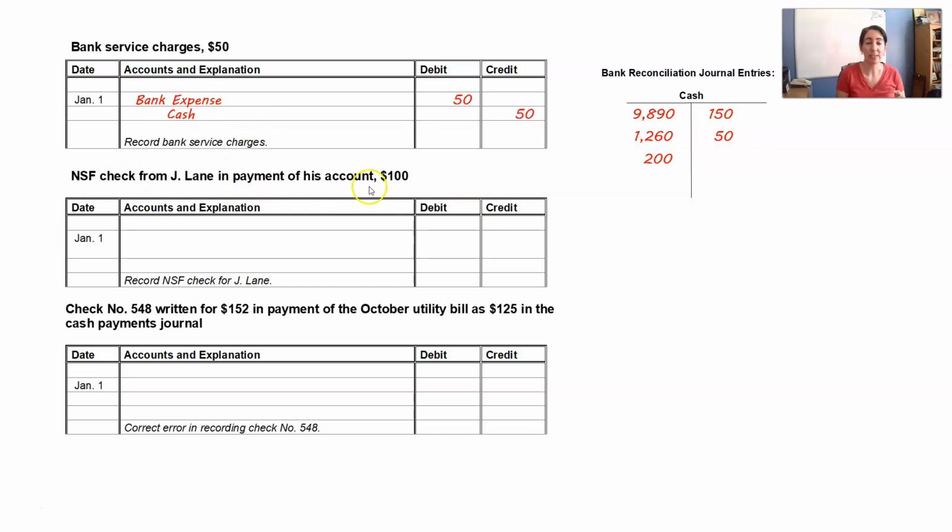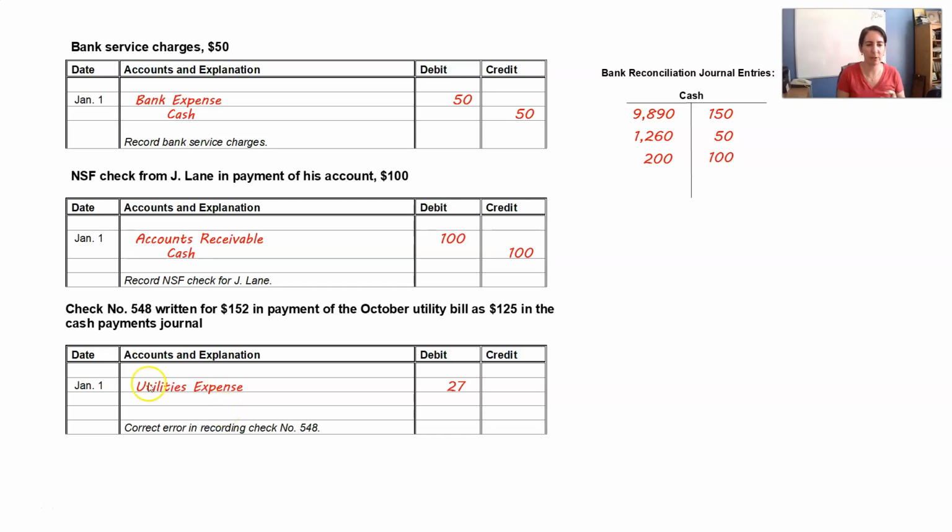All right, Jay Lane's check bounced for $100. So not only do I not get the cash, I have to put his receivable back on the books because he still owes me. So we've got a debit to accounts receivable, credit to cash. Take that cash out of there. I thought I had $100, but I do not.